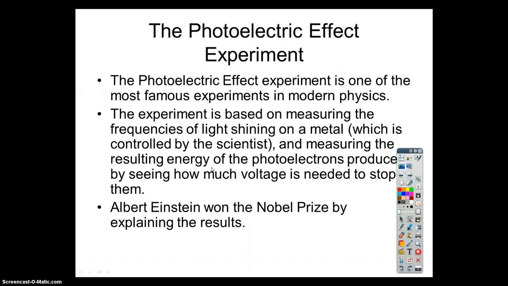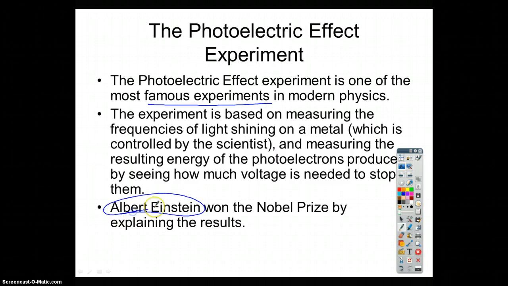So yesterday we looked at the photoelectric effect experiment, and this is one of the most famous experiments in modern physics. And the cool thing about this very famous experiment is Albert Einstein actually won the Nobel Prize for explaining how this works and why it works. All we did was take different frequencies of light and put that light on a metal, which then knocked out electrons. We call those photoelectrons because they pick up that photon energy.